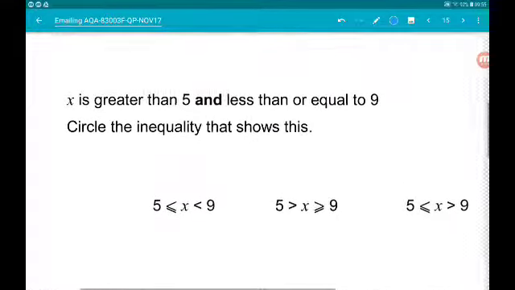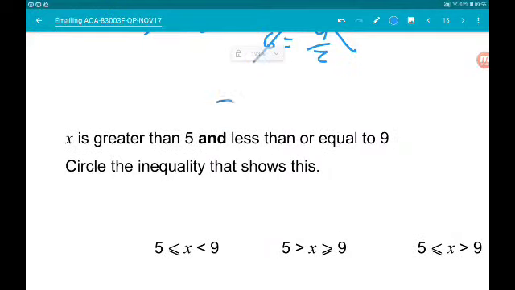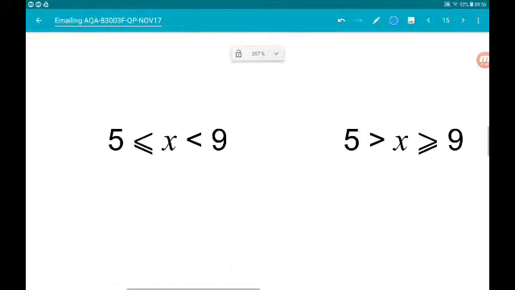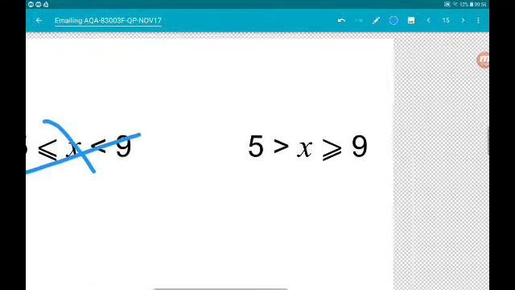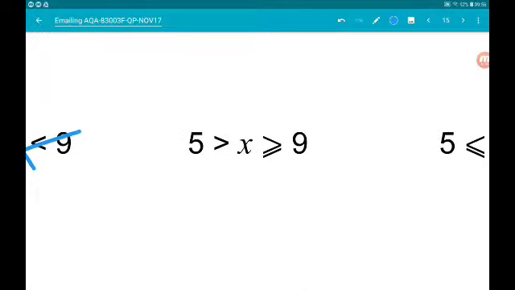Number 18. x is greater than 5 and less than or equal to 9. Circle the inequality that shows this. So x is strictly bigger than 5, so we need something with this in it. So straight away we can get rid of that one. We can get rid of this one. This is trying to tell us that x is less than 5, but greater than or equal to 9. Load of rubbish.